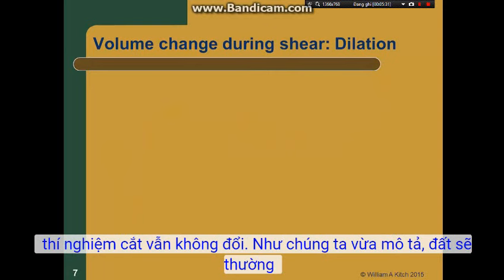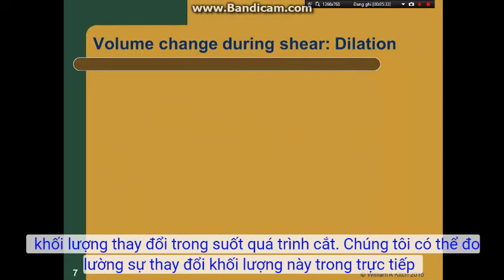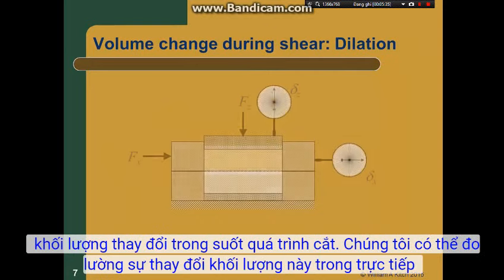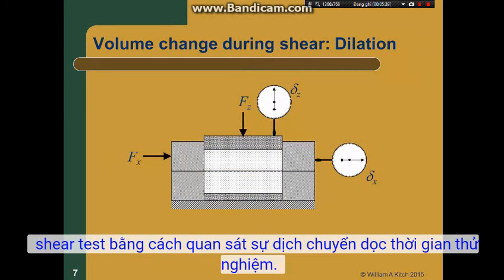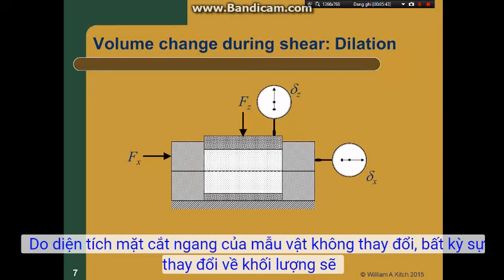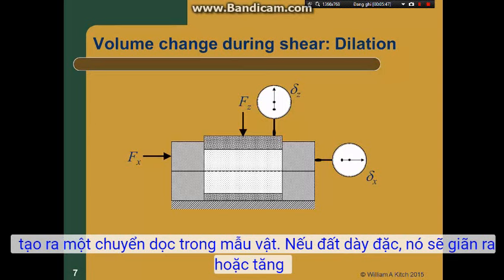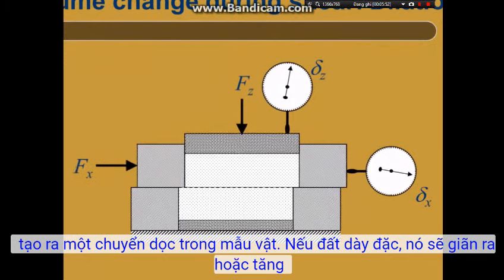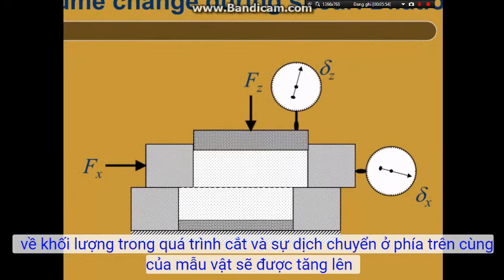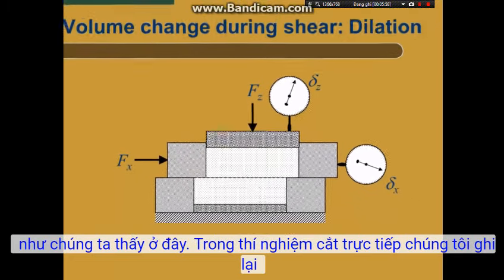Remember that the normal stress during a direct shear test remains constant. As we just described, the soil will usually change volume during the shearing process. We can measure this volume change in a direct shear test by observing the vertical displacement during testing. Because the cross-sectional area of the specimen does not change, any change in volume will generate a vertical displacement in the specimen. If the soil is dense, it will dilate or increase in volume during shear, and the displacement at the top of the specimen will be upward, as we see here.